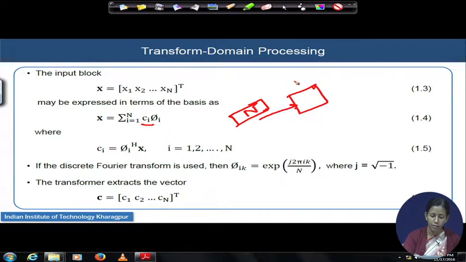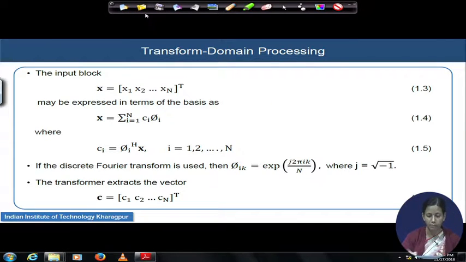Now, if the transformer where this block of capital N input chips enters is a Fourier transformer, then we are doing Fourier transform domain processing. In such cases, the values of the theta i's, the orthonormal basis function coefficients, are given by e to the power j 2 pi i k by capital N. These are known values to us, where j is the square root of minus 1, and this transformer will be able to extract the values of all the C i's. If I have capital N input chips, I will only be interested in the capital N vectors coming out of the transformer.